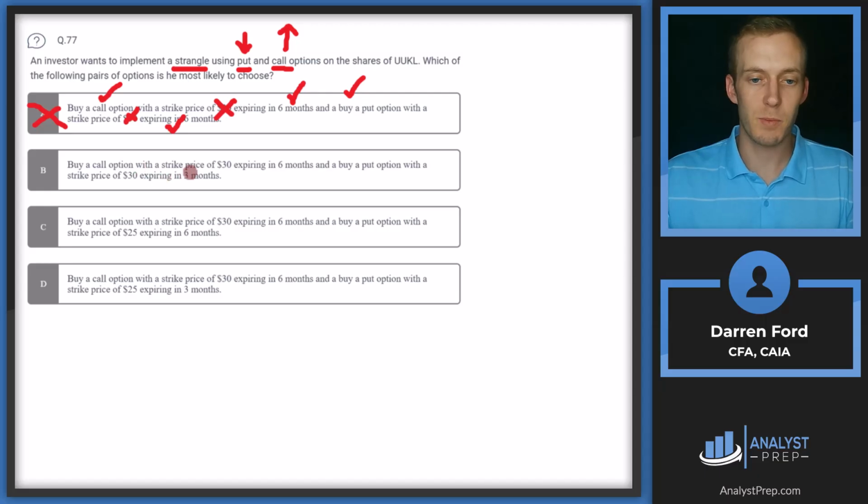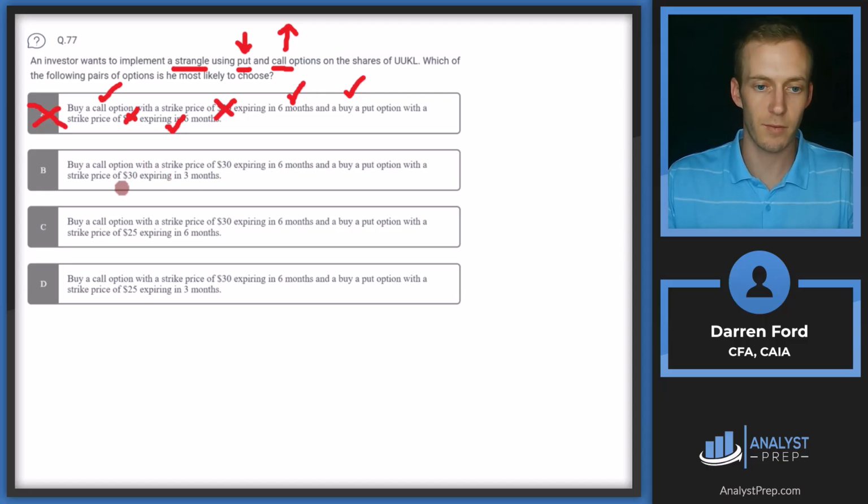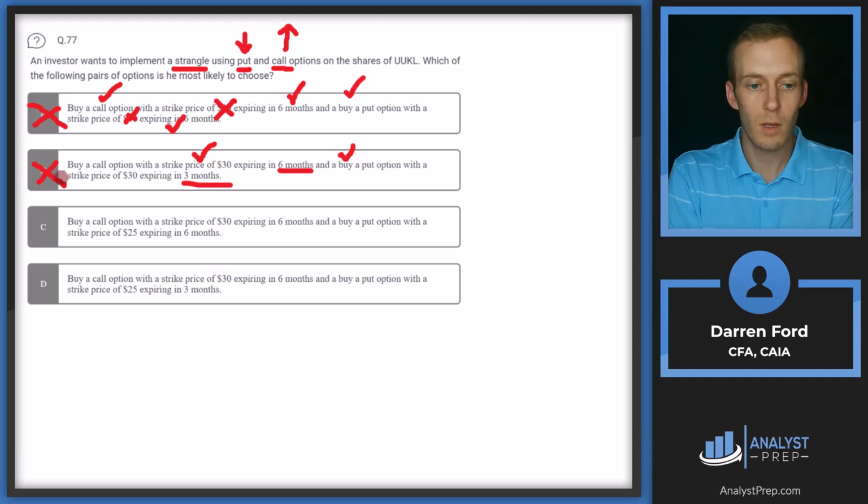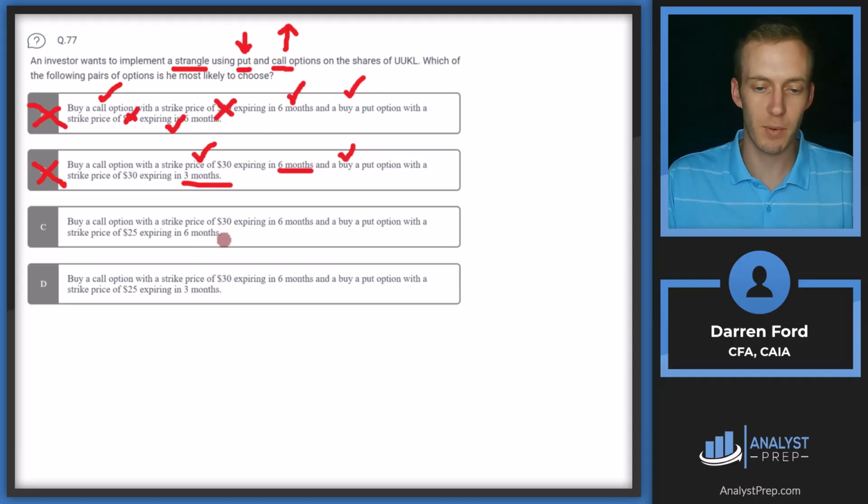B, buy a call option with a strike price of $30 expiring in 6 months, and buy a put with a strike of $30 expiring in 3 months. So here we were aligned on strike. We bought both the options, but we have different expirations, but we need the same expiration, different prices. We'll rule out B.